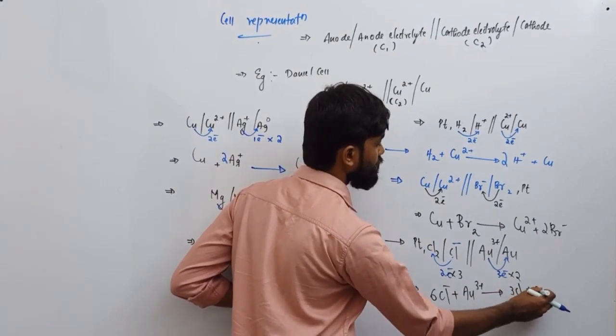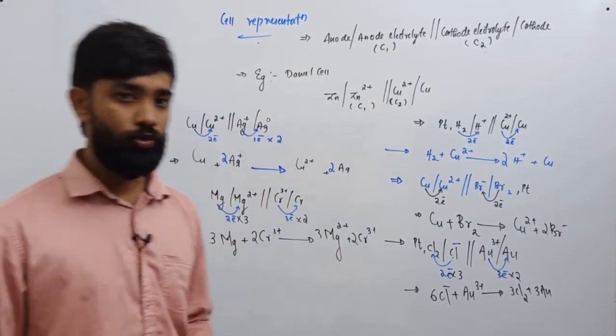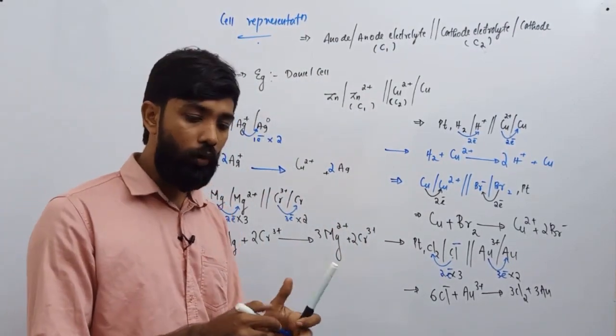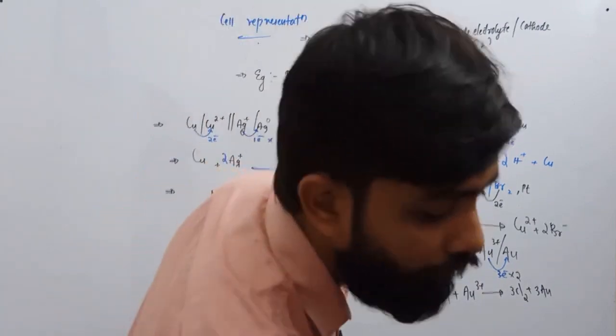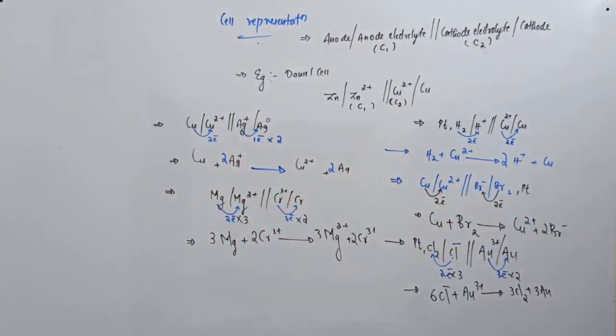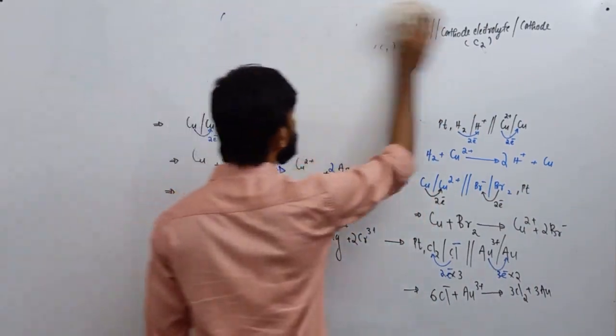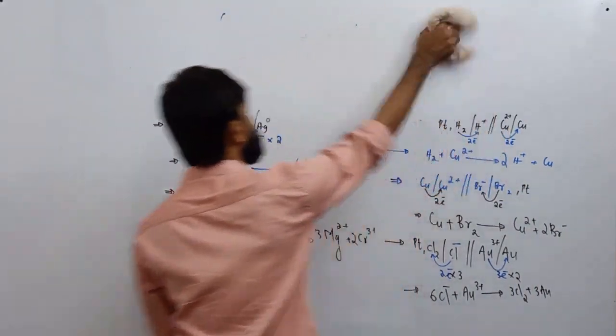3Cl2 plus 3Au. Okay, this will be the reaction. So you want to know how to write the reaction if any kind of varieties of electrode representations are given. You should know how to write the cell reaction, then only the next part will be okay. So I'm moving to the next part. That's all about the cell representation.